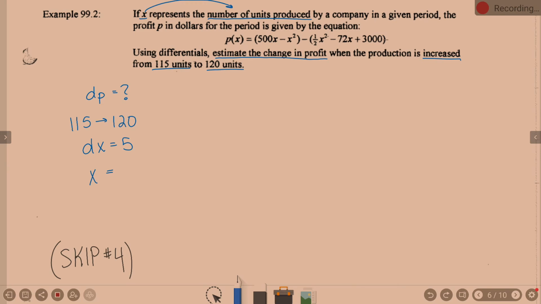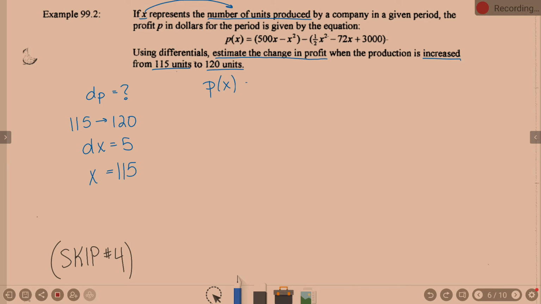Well, since we're going to be doing it when it's 120, it would be 120. Actually, just the opposite. Our original is 115. It's being increased to 120, which is represented by the dx. And so we're going to use the 115, so the original value. Okay?